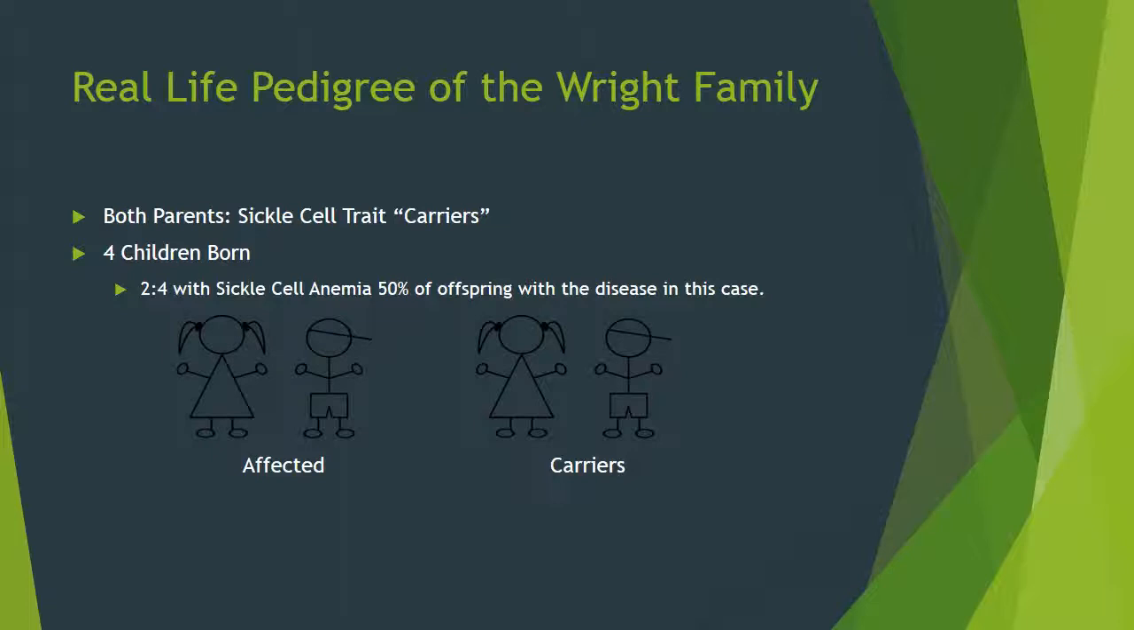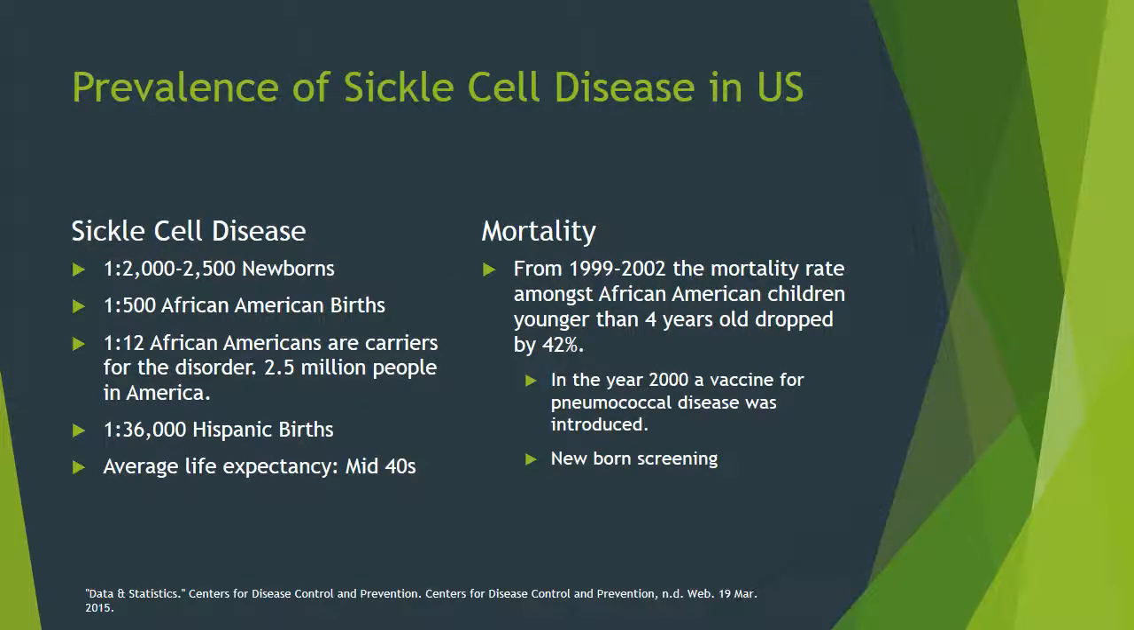So now to discuss the prevalence of sickle cell disease in the U.S. One in 2,000 to 2,500 newborns are born with sickle cell. One in 500 African American births. One in 12 African Americans are carriers for the disorder, or 2.5 million people in America, which is why sickle cell is more known amongst the African American population. One in 36,000 Hispanic births.